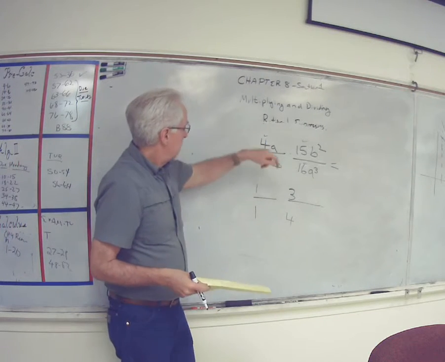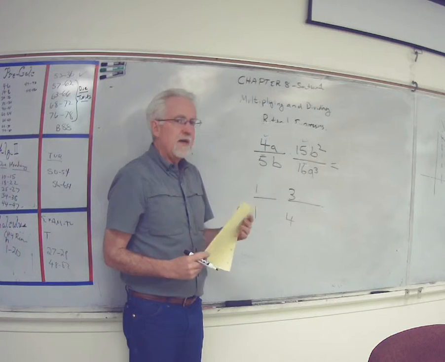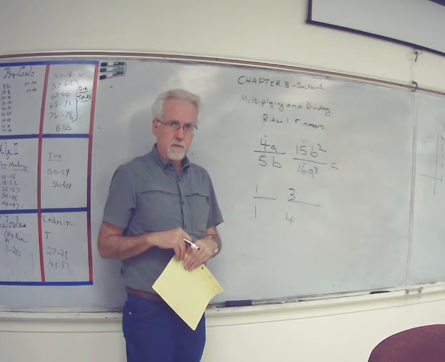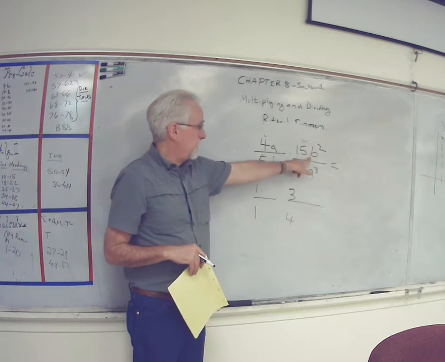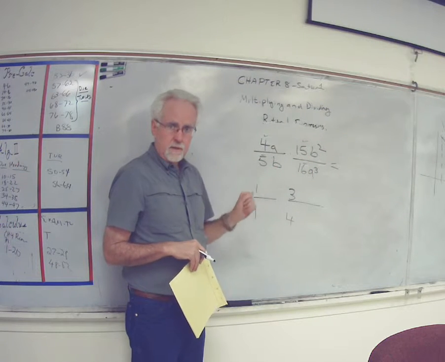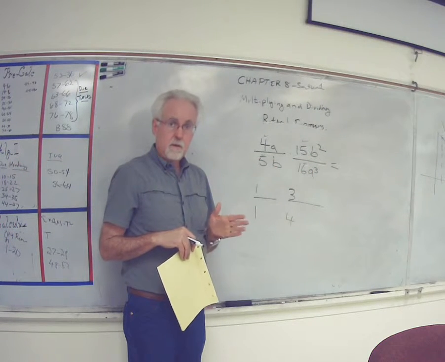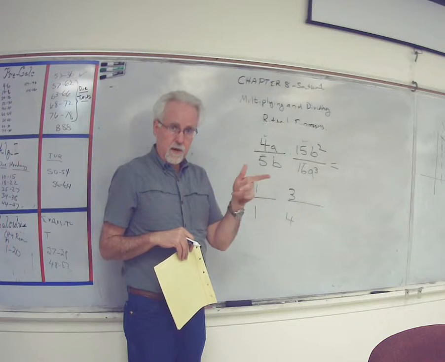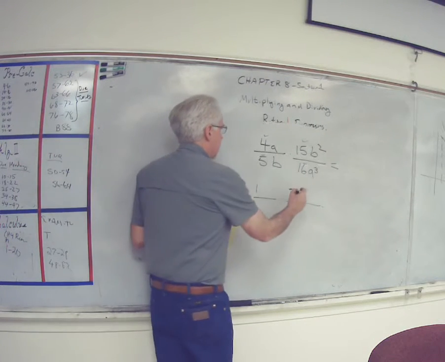B. So I have b squared over b. That's going to become what? 1 over b. I have b squared over b. Oh, b. Okay, in the numerator or denominator? In the numerator. Okay, so there's going to be a b.